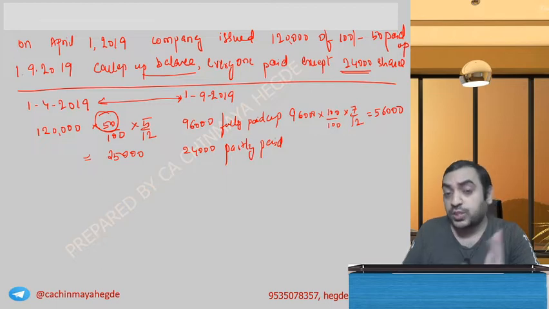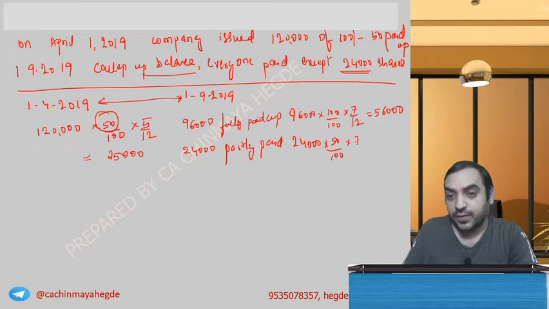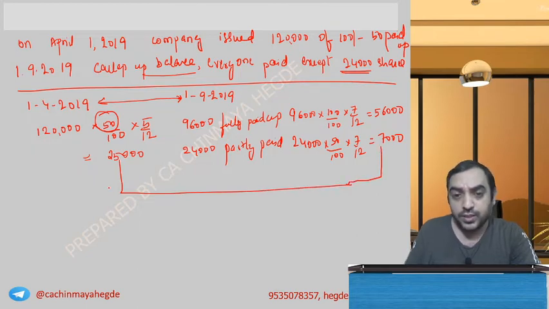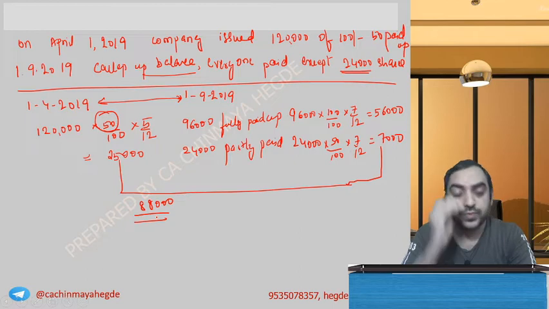And for this 24,000, partly paid up continues. So 24,000, they paid only 50 rupees out of 100, for 7 months, that is 7,000. So total, if I add all, 25 here and 56 plus 7, that comes to 88,000.